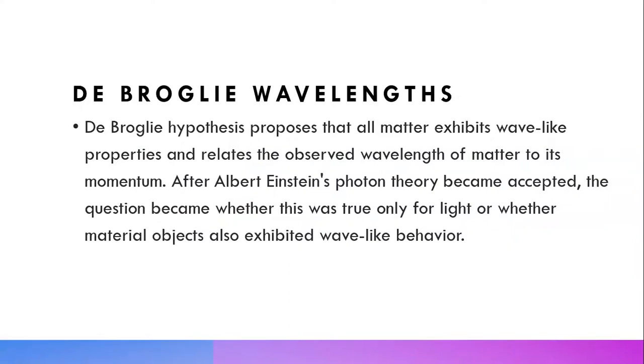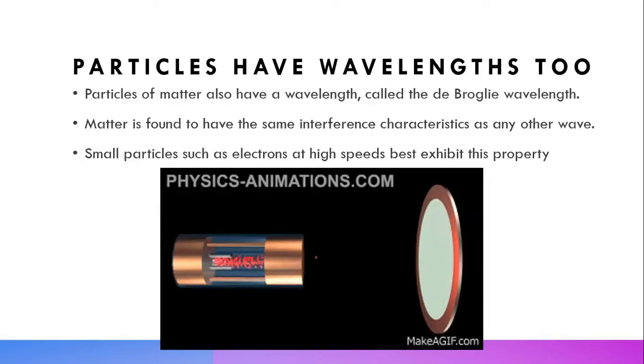Now, de Broglie's wave hypothesis proposed that all matter exhibits wave-like properties and particle-like properties. It relates the wavelength of matter to its momentum. After Albert Einstein's photon theory became accepted, the question became whether this was true for light or for material objects as well. Now, particles do indeed have wavelengths too. We call it a de Broglie wavelength.